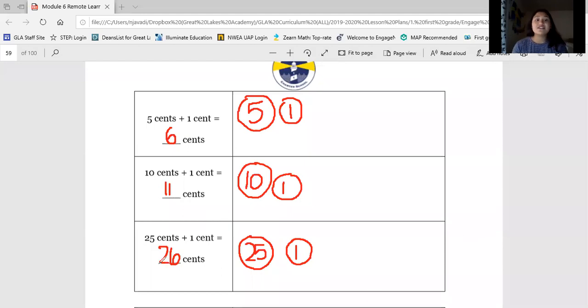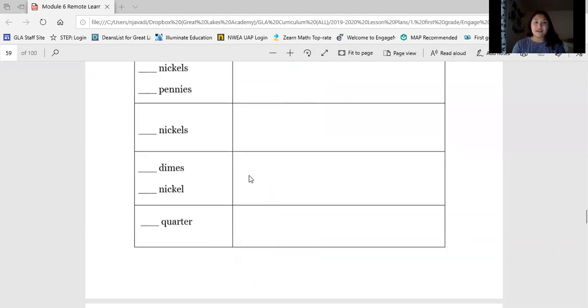You should have gotten 26 cents. I drew 1 quarter, which is equal to 25 cents, and 1 penny, which is equal to 1 cent. And we now have a total of 26 cents. Awesome job, scholars. If you need more time to fix your page, pause and make sure you have this information on your page. Let's keep moving.